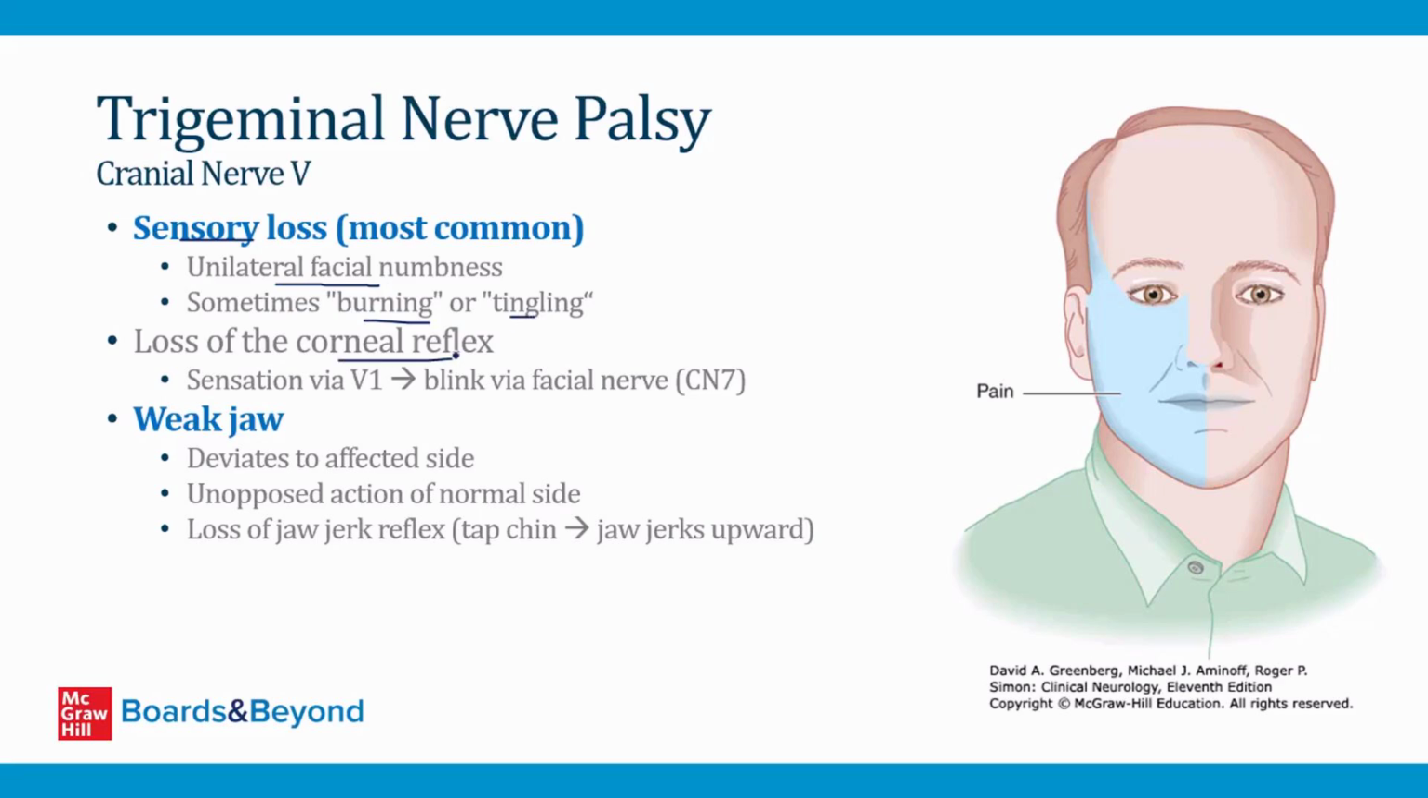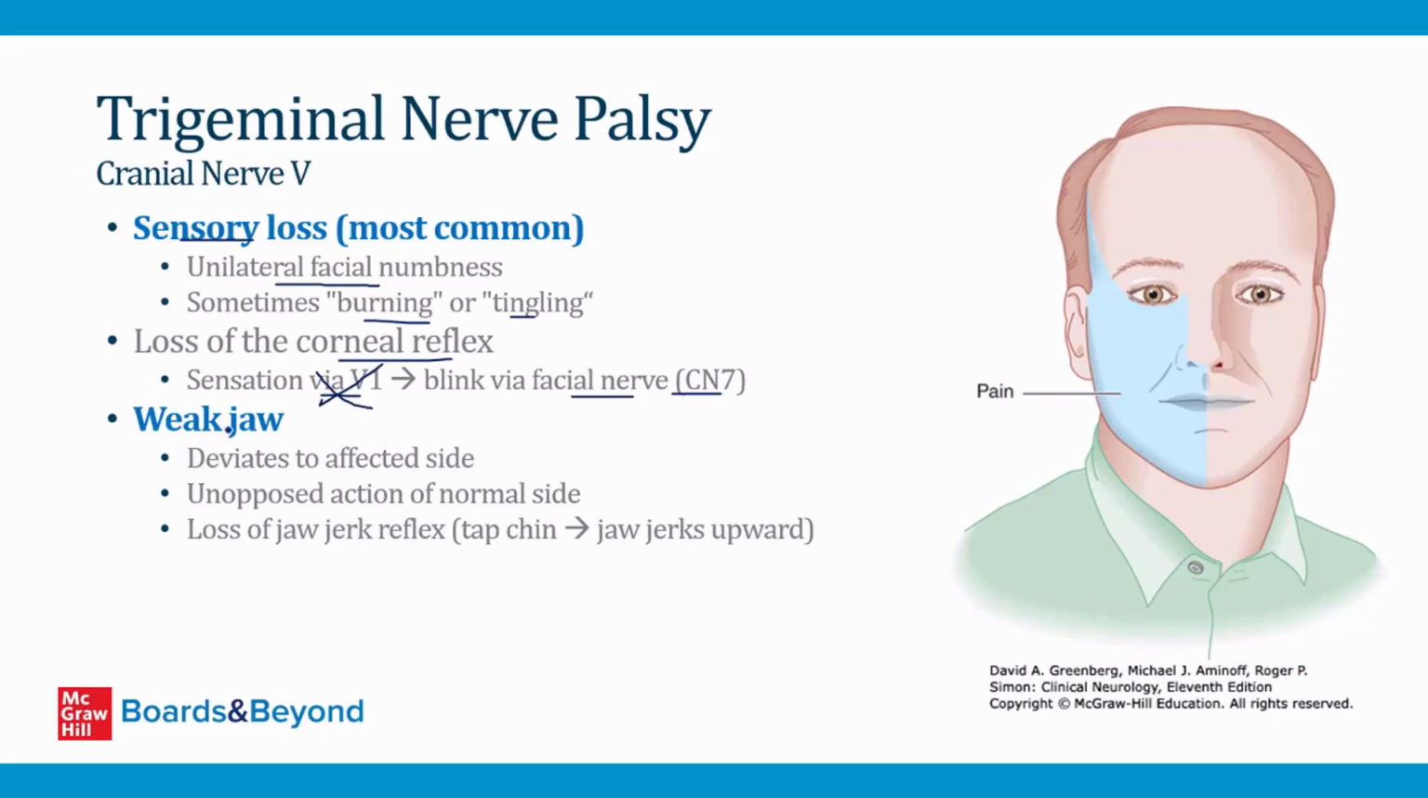So we'll talk about the corneal reflex later, but this is a reflex where you touch the cornea with a cotton swab and the patient will blink. The sensation to touching the cornea is via the V1 branch of the trigeminal nerve. The blink, on the other hand, is via cranial nerve 7, the facial nerve, which we'll talk about later. But so if you have a trigeminal nerve palsy, you don't have this sensory arm of the corneal reflex, and as a result, patients won't blink when you touch their cornea.